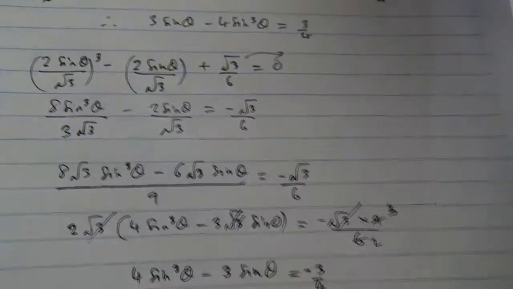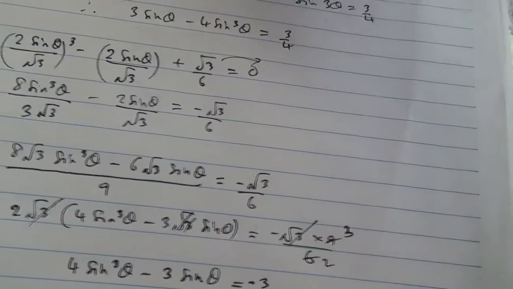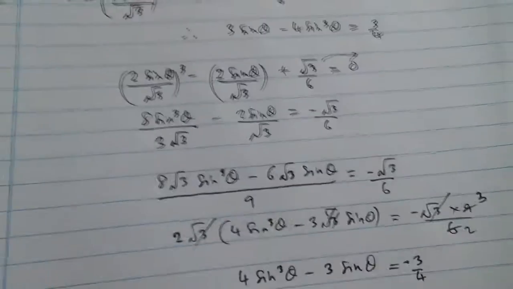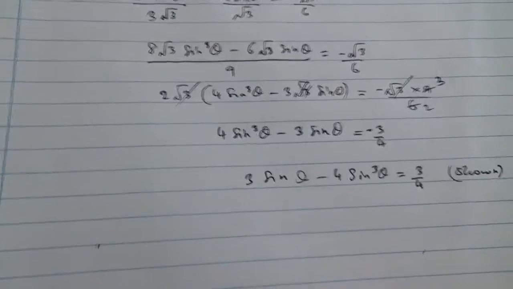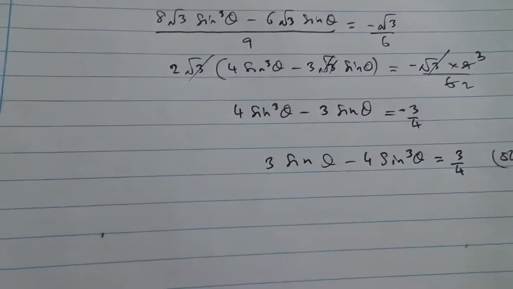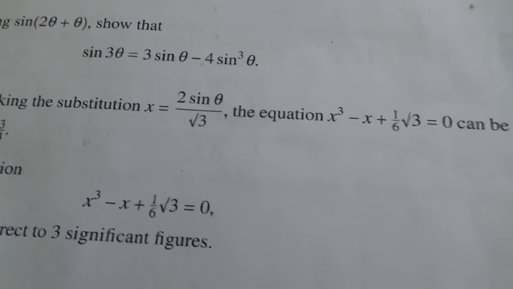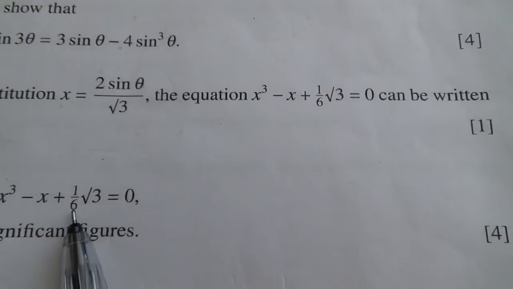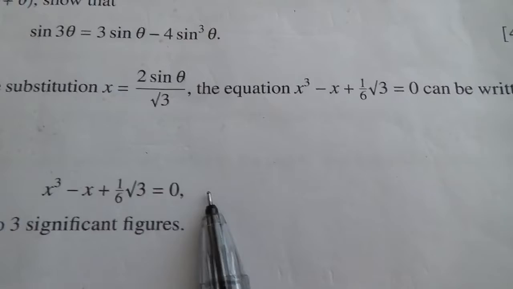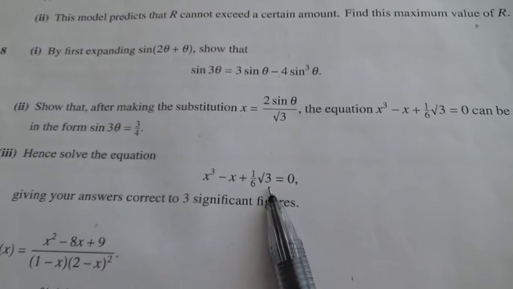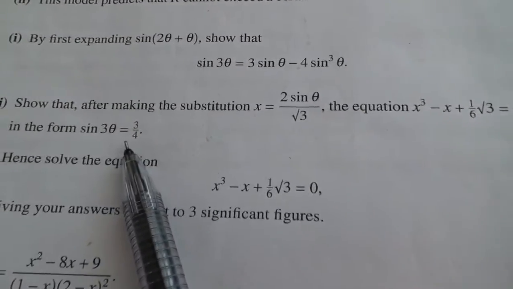Now, for the last part, there's something we have to do here. Let me just do it on a fresh paper, or I can carry on here. We have to solve the equation. What equation? The equation x cubed minus x plus 1 over 6 root of 3 is equal to 0. Give your answer to 3 significant figures. This is exactly the same as sine 3 theta is equal to 3/4. So what can we say then?